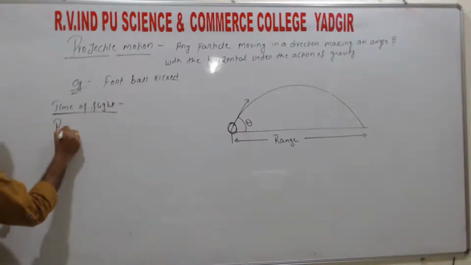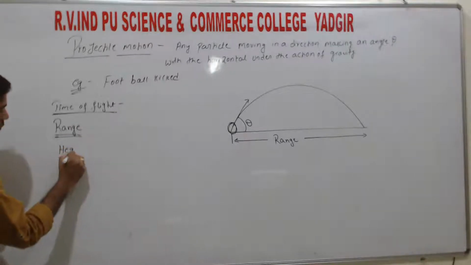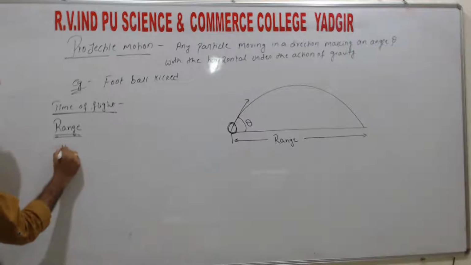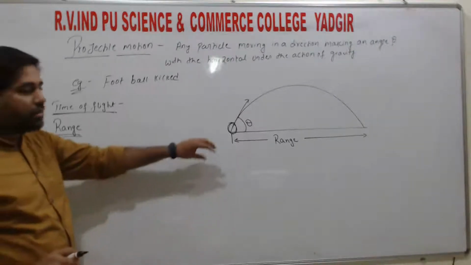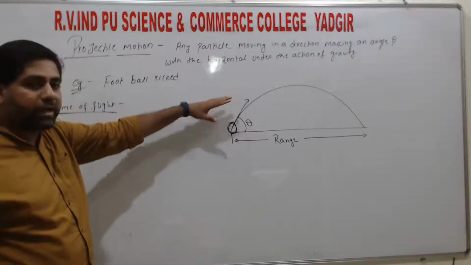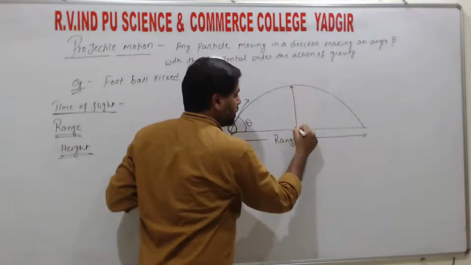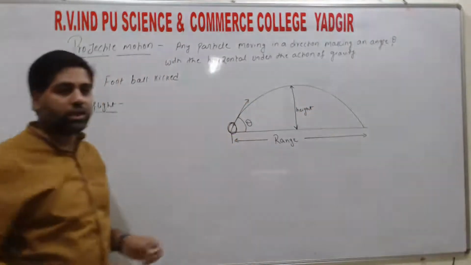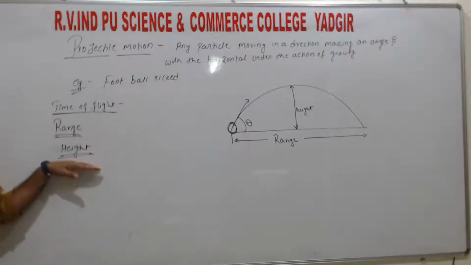Next one is the height. So what is height? When the projectile is projected, it covers a vertical distance. The maximum vertical distance which it covers, that we call as the height, right? So this is the height of the projectile. These are the three important definitions.